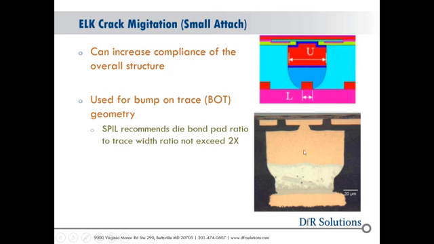And then the small attach, again, we talked about. You can have that small attach on top, or you can have that small attach on the bottom, top being the silicon and bottom being the BGA. Now, SPIL recommends to its customers that the bond pad to trace width ratio not exceed 2x. So this U to L shouldn't be more than 2x, or it runs into manufacturability and processing issues.